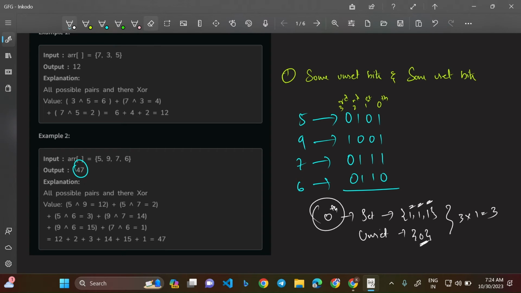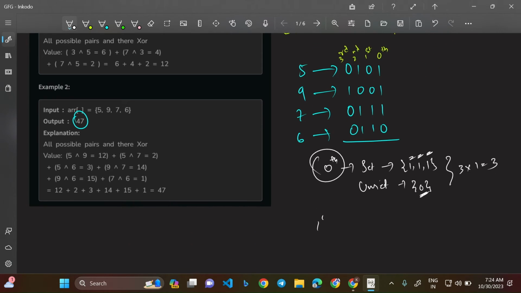Now let us evaluate for first index. How many set bits are there at first index? We have 1 1. How many unset are there? We have 0 0. So here there are 2, and here there are 2. So finally 2 into 2 is equal to 4. So there are 4 pairs that could give me a result. Let us even see that.